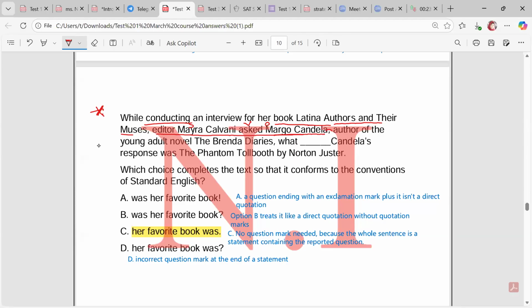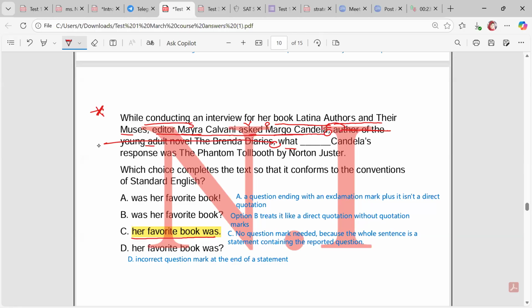Here I will find a comma, author of, defining who is Margot. Author of young adult novel, The Brenda Diaries. Another comma, so this part is non-essential information. Now, Maria asked Margot what her favorite book was, because it's a noun clause.